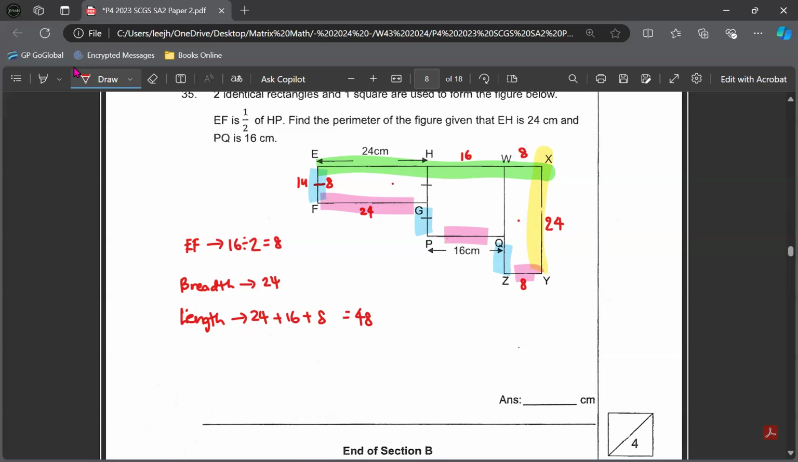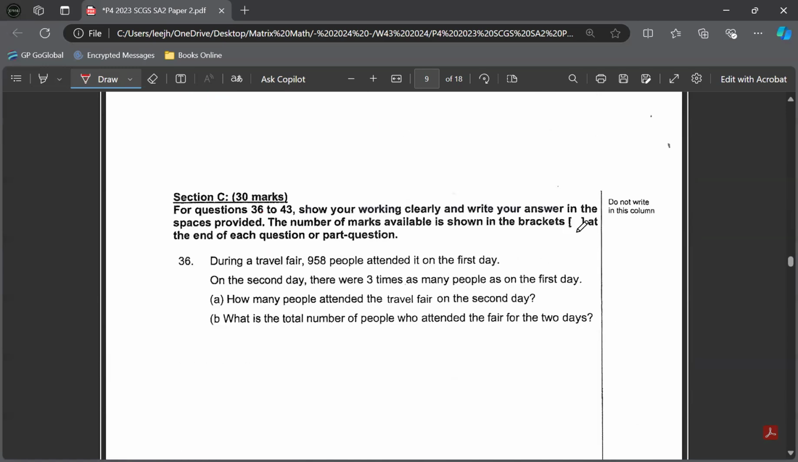So you need to find perimeter, means there are two sides of 48, two sides of 24. So 48 plus 24 plus 48 plus 24. Your answer is 144 cm. Okay, this is your answer. Question number 36. Okay, section B done. So I'm going to section C now, problem sums.